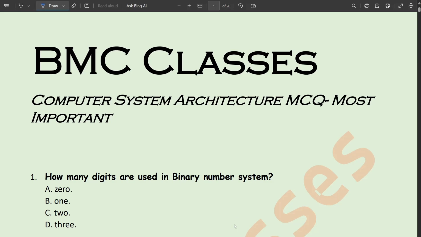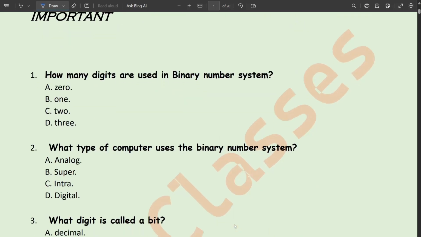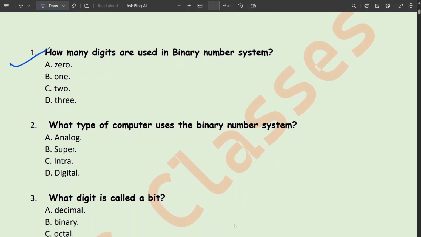Let's discuss. The first question is, how many digits are used in the binary number system? You all know there are only two digits in binary, 0 and 1. The answer will be option number C, correct.